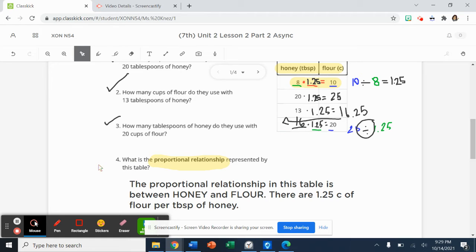Remember, you can always pause or rewind this video if you need this explanation again, but those two sentences describe the proportional relationship we see in the table.